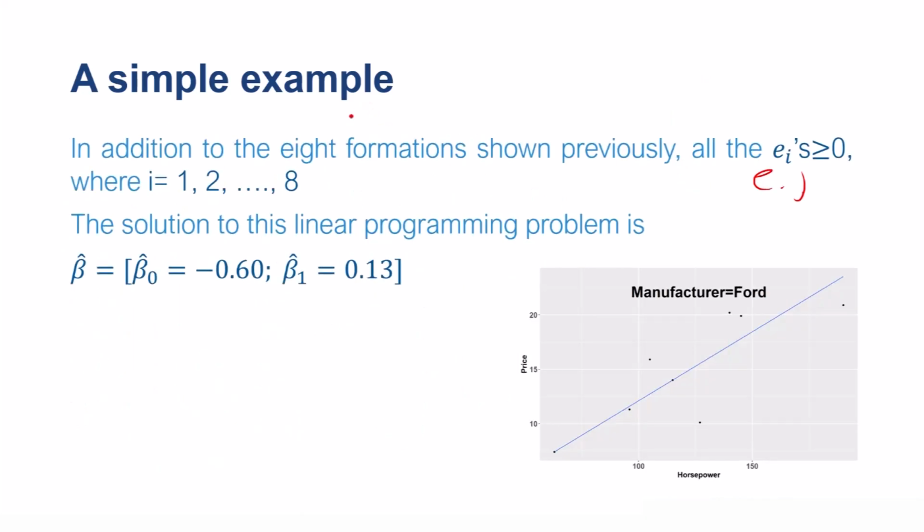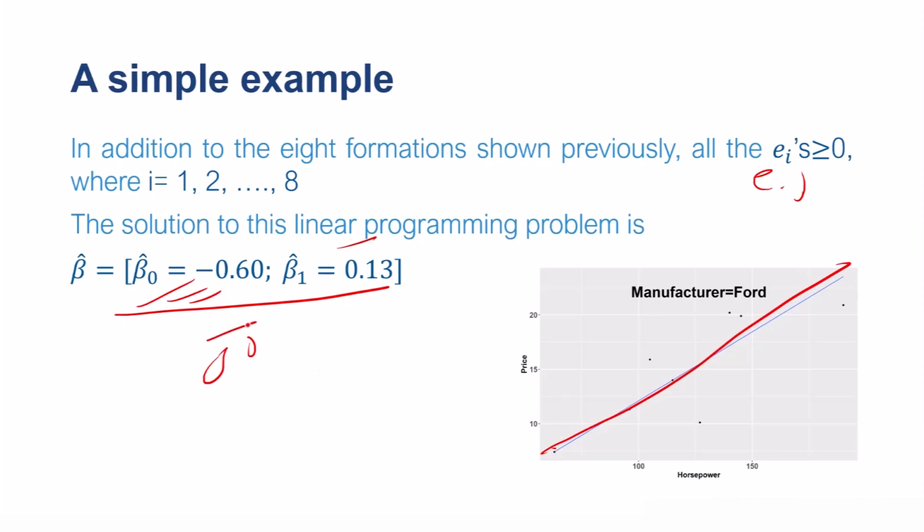And the solution to this minimization problem will result in the median quantile, the 50th percentile, and the values are shown here. It will result in this kind of straight line where the intercept would be minus 0.6 and beta 1 is 0.13. So the relationship is price equal to minus 0.6 plus 0.13 into HP.